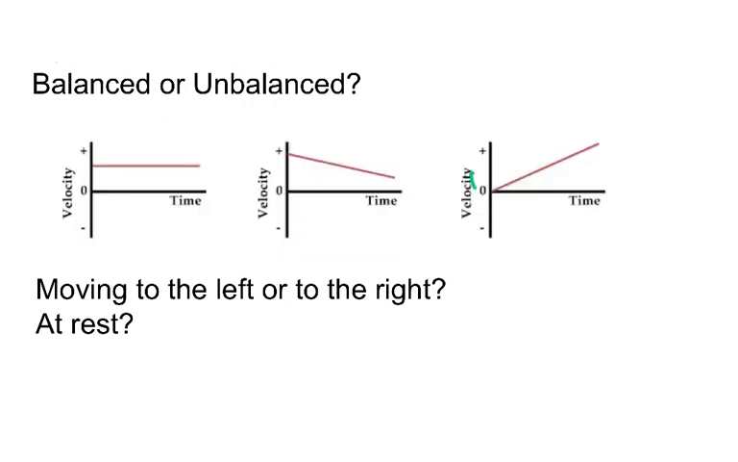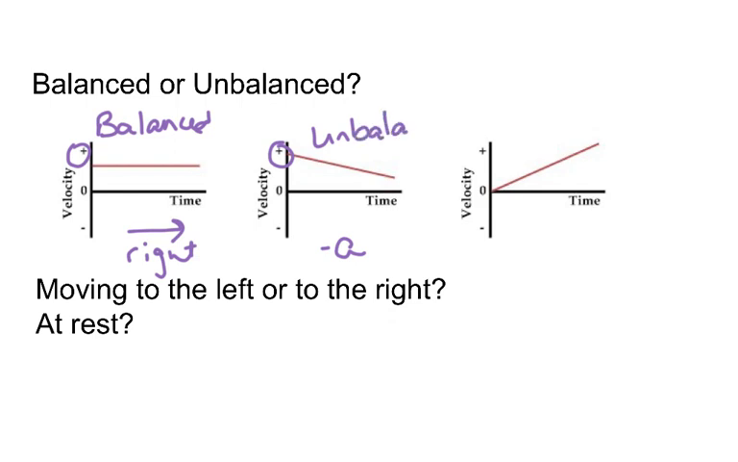All right, we can, however, tell from velocity time graphs. We can tell if it's balanced or unbalanced. This one's balanced, and it is on the positive side, so it is moving to the right. This one's on the positive side but slowing down, so that has a negative acceleration. That means it's unbalanced. You can also figure out the acceleration by looking at the slope of this line, which is negative. The slope of that line is positive. That means this one has a positive acceleration, so it must have unbalanced forces.